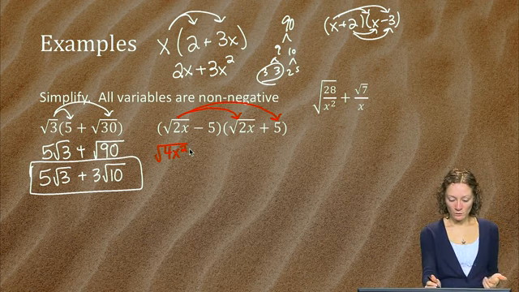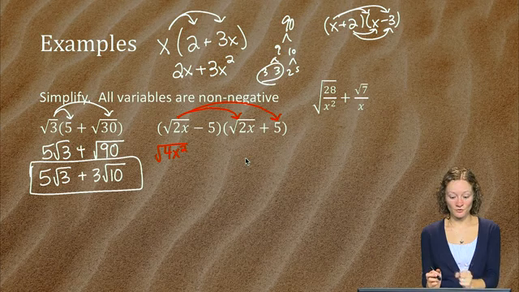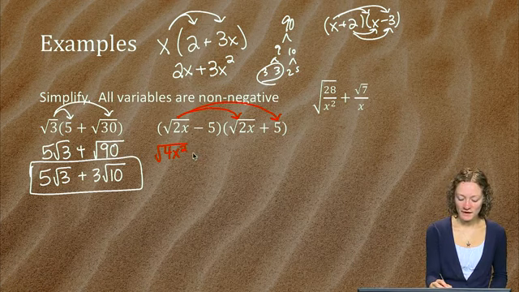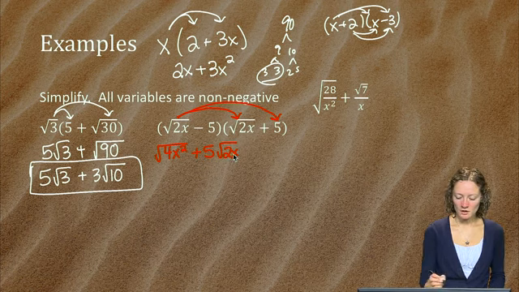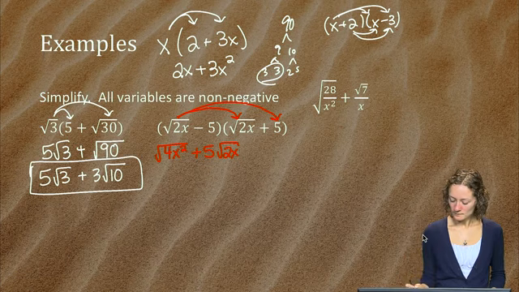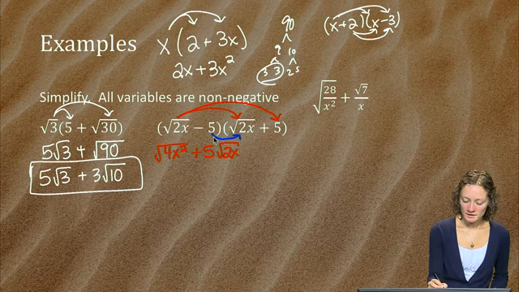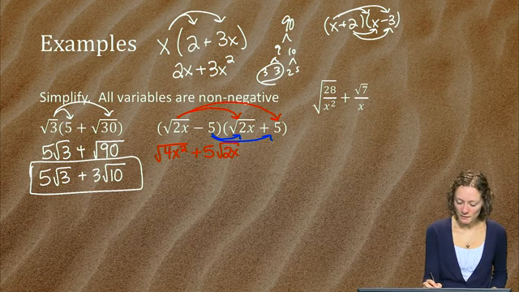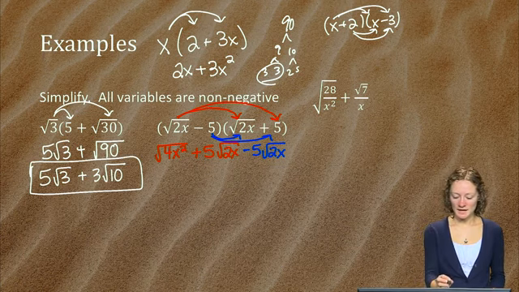Outside by outside, which is 1 and 1. Inside by inside, 2x times 2x is 4x squared. Then, the square root of 2x times positive 5 gives us a plus 5 square root of 2x. Then, the negative 5 gets multiplied by each piece. Negative 5 times square root of 2x is negative 5 square root of 2x. And negative 5 times positive 5 is minus 25.